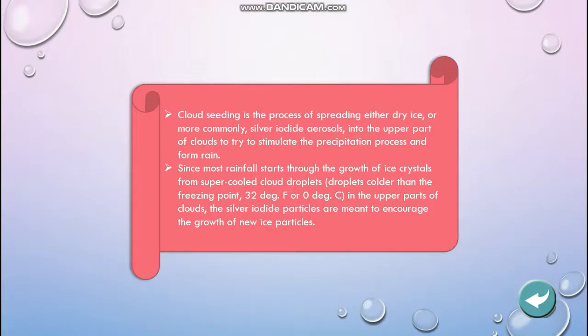Most rainfall starts through the growth of ice crystals from supercooled cloud droplets that are colder than the freezing point, which is 32 degrees Fahrenheit or 0 degrees Celsius, in the upper parts of clouds. The silver iodide particles are meant to encourage the growth of new ice particles.